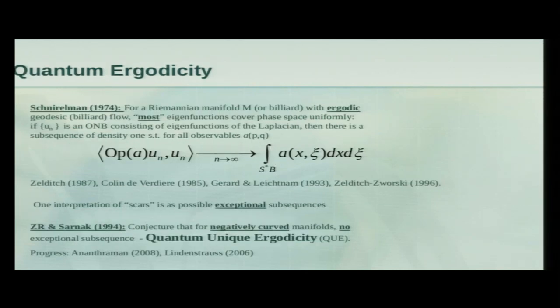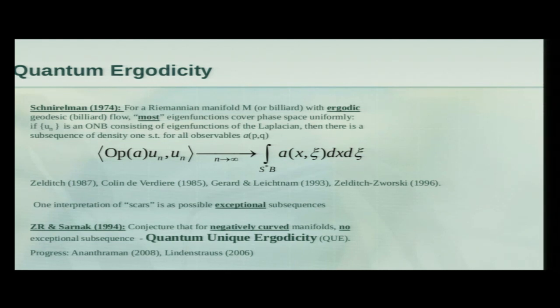Good. Now, what is quantum ergodicity? This was a discovery of a mathematician, we've stopped doing physics, Sasha Schnirelman, now 40 years ago. It says that if you have an ergodic system, so I've defined ergodicity, either an ergodic billiard or a manifold with ergodic geodesic flow, for instance a negatively curved surface, then almost all eigenfunctions are uniformly distributed in phase space in the sense that I've described before.